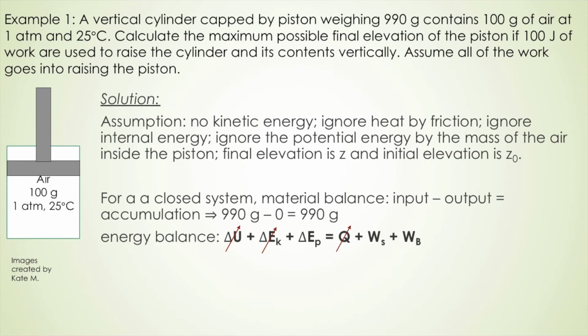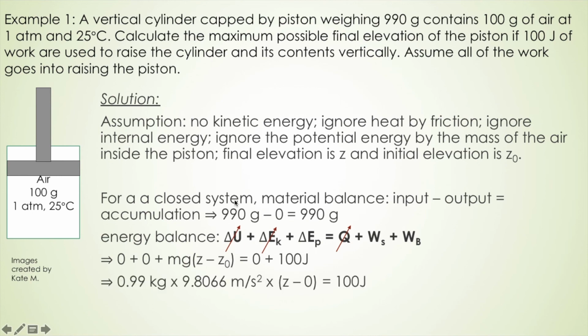Therefore, we cancel the terms, and the net energy balance is simply potential energy equal to the sum of work. Although it doesn't say what kind of work, it does say that 100 joules of work are used to raise the cylinder. So this is the sum of work in the balance equation. Then simply substitute the given variables into the equation. Then we only have one unknown variable, and you can solve that easily.